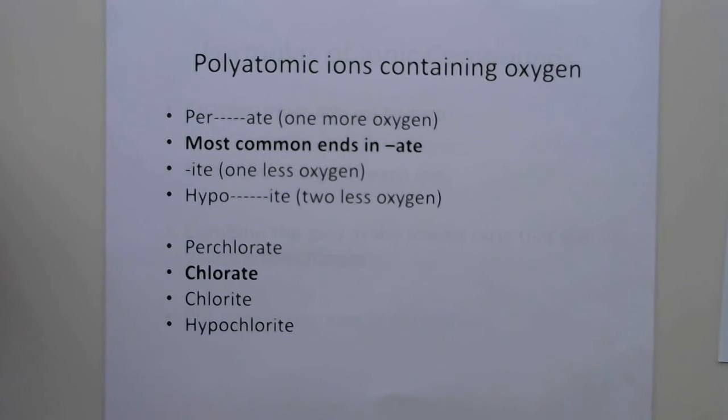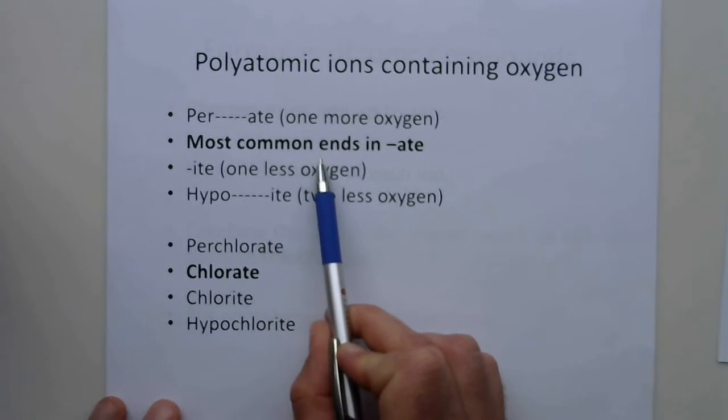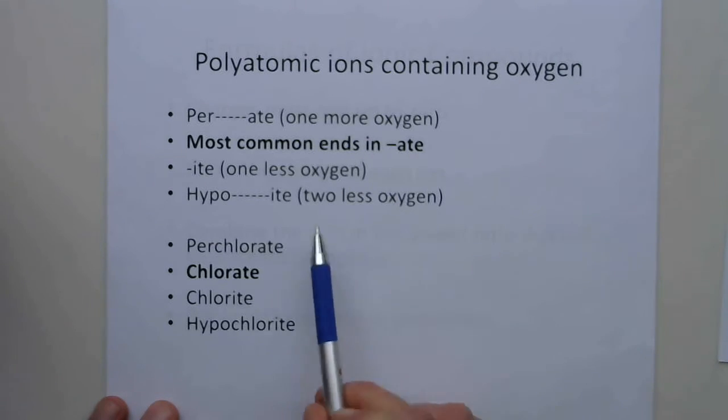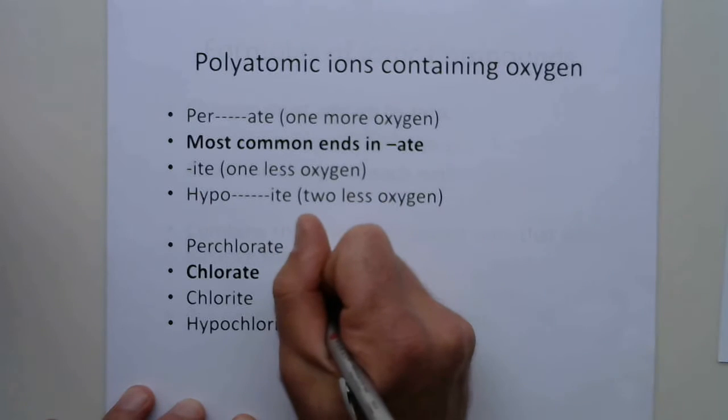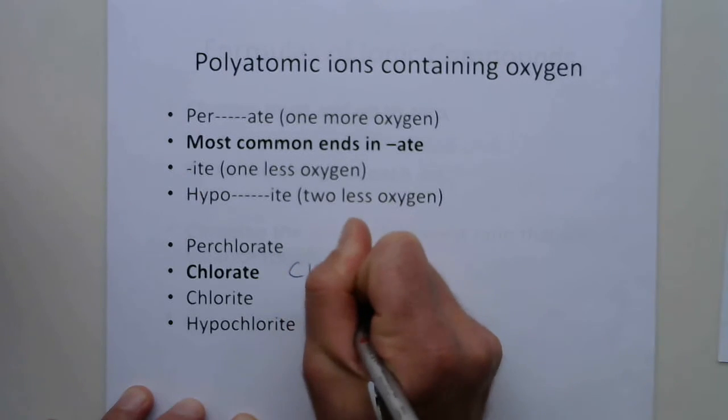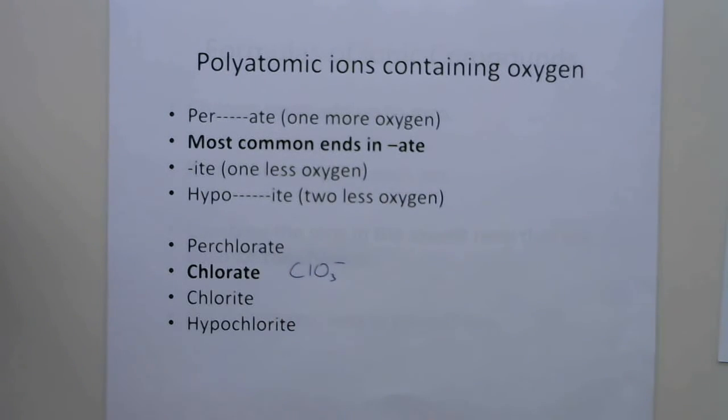One thing that makes learning the names of the polyatomic ions a little bit easier is this rule right here. The most common polyatomic ion ends in ATE. So for instance, chlorate. Chlorate, we need to just memorize that one. There's no way around that. But chlorate is ClO3, and it has a -1 charge.